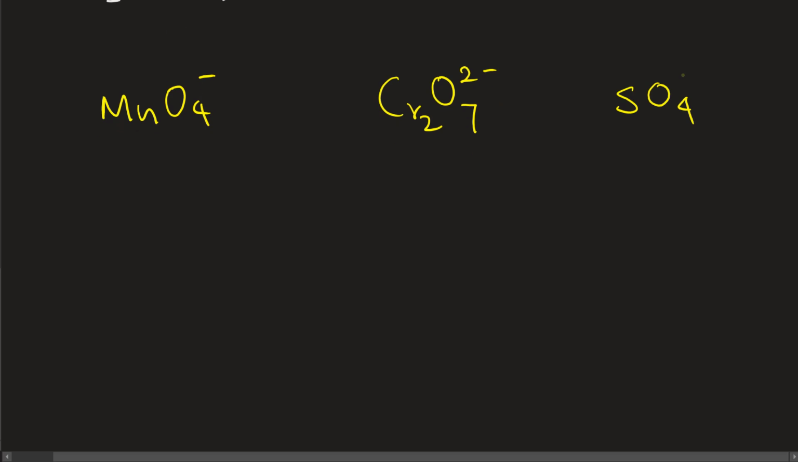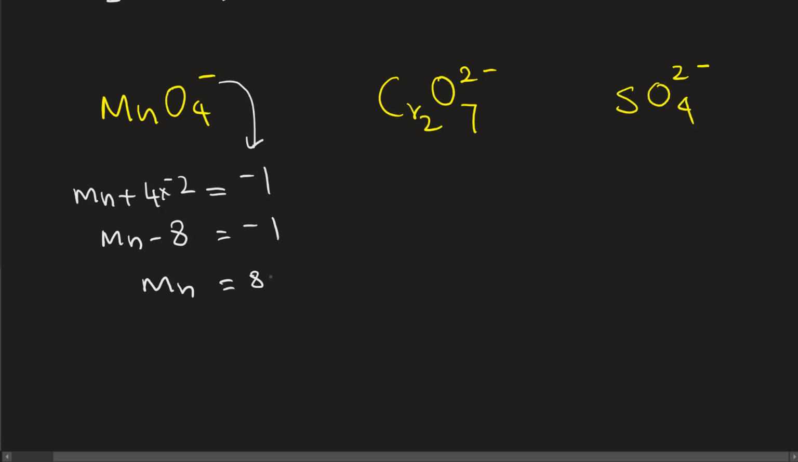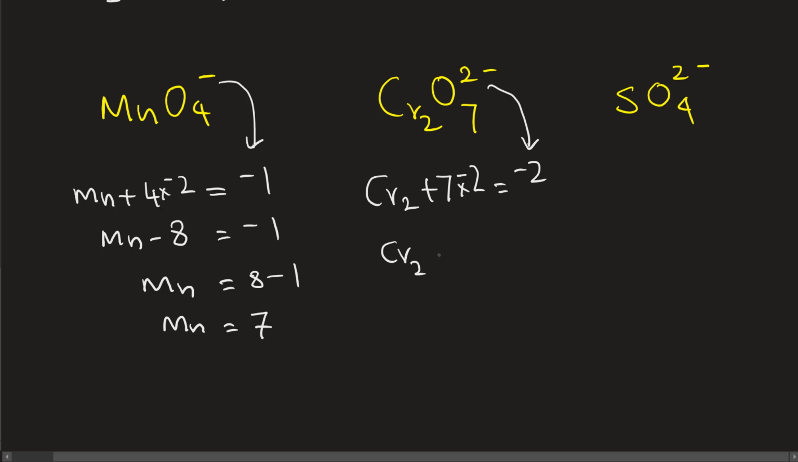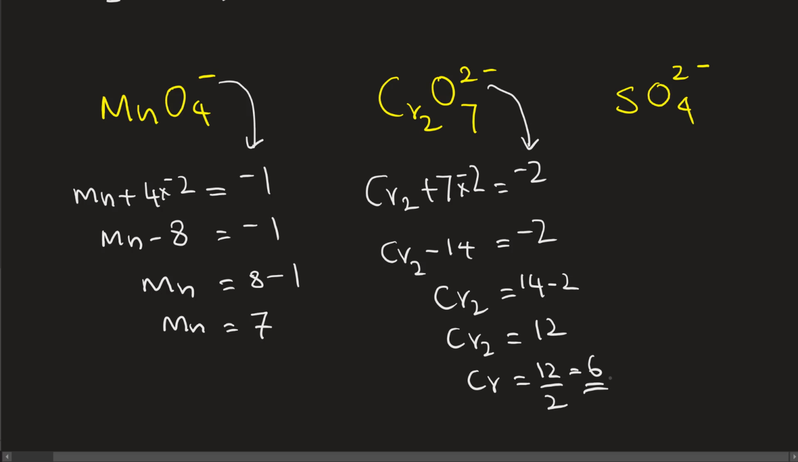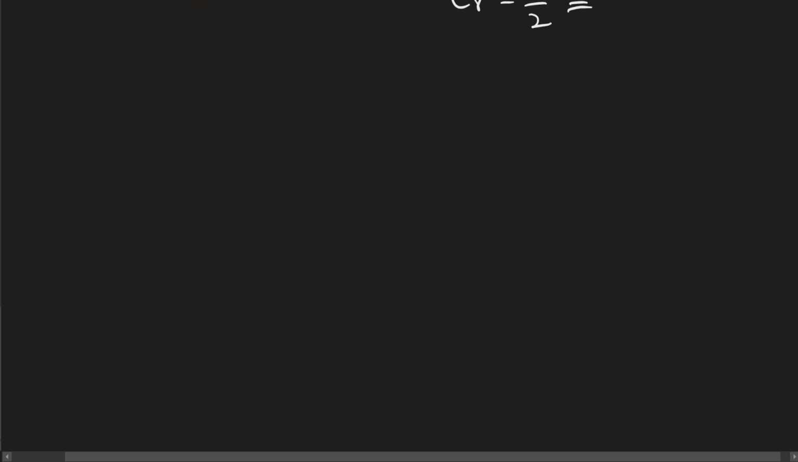Okay, now let's look at the charged ones. MnO4-, Cr2O7 2-, SO4 2-. So here the charge is -1, Mn plus 4 times -2, Mn - 8 = -1, so that means Mn is +7. So here charge is -2, Cr2 plus 7 times -2, you can get to Cr is +6. So SO4 2- charge, and then S - 8 = -2, S must be then 6+.